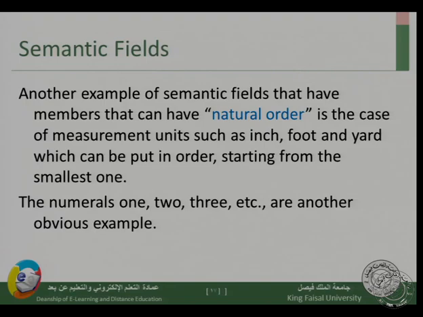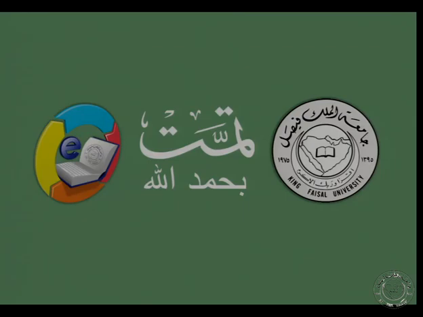So we say these items of this semantic field, for example, the semantic field of days of the week, have a natural order. Also, a fourth example, the numerals. So when you say 1, 2, 3, these all divide the semantic field of numbers in English, for example. Of course we can order them starting from the smallest number to the biggest number, and so on. So this is also another obvious example of ordered semantic fields.